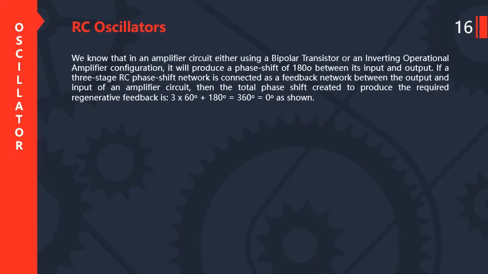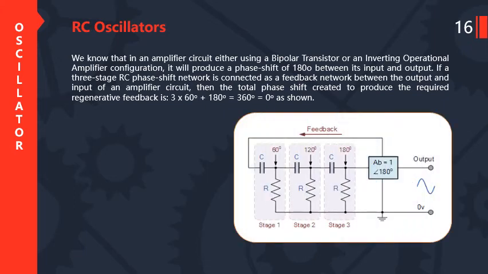We know that in an amplifier circuit, either using a BJT or inverting operational amplifier configurations, it will produce a phase shift of 180 degree between its input and output. If a 3-stage RC phase shift network is connected as the feedback network between the output and input of the amplifier circuit, then the total phase shift created to produce the required regenerative feedback is 3 multiply 60 plus 180, which is equal to 360 degree or 0 degree, as shown in the figure.